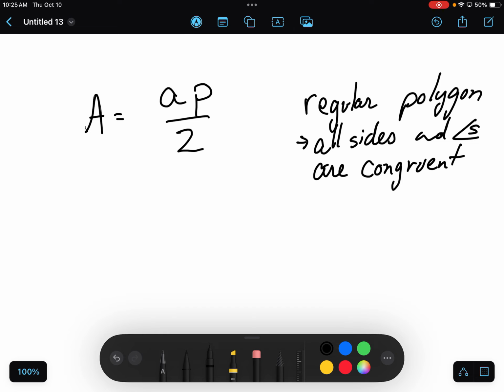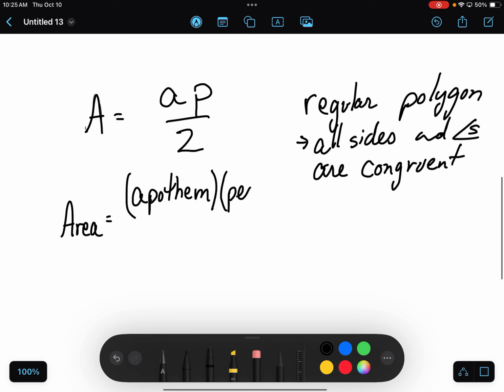Okay? And so what these parts are in words: the area of it is equal to the apothem, which is kind of a weird word, times the perimeter, which you guys should know what perimeter is, right? What's the perimeter? Yeah, the distance around something, adding up all the sides, and then dividing it by 2.